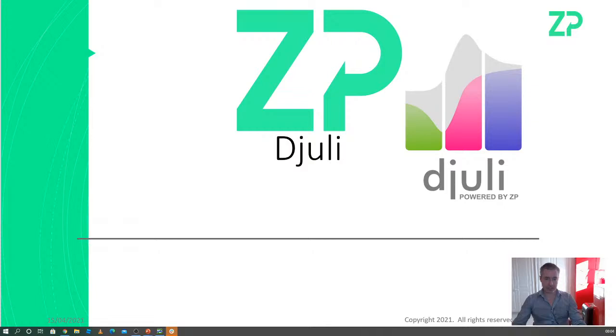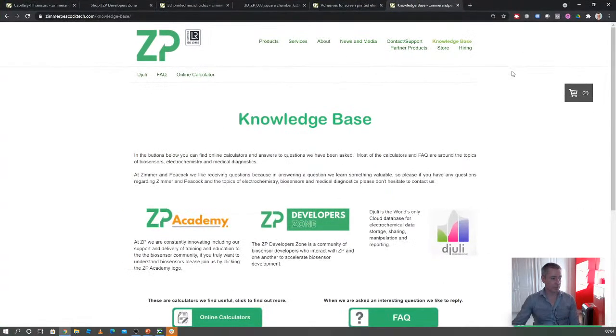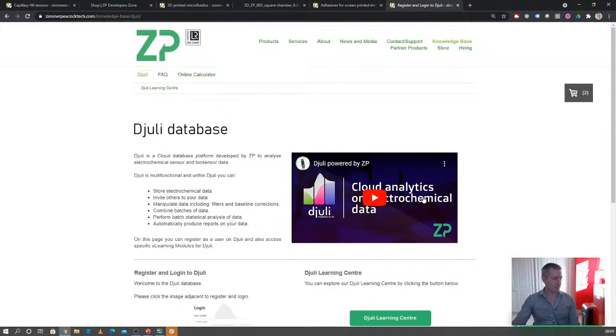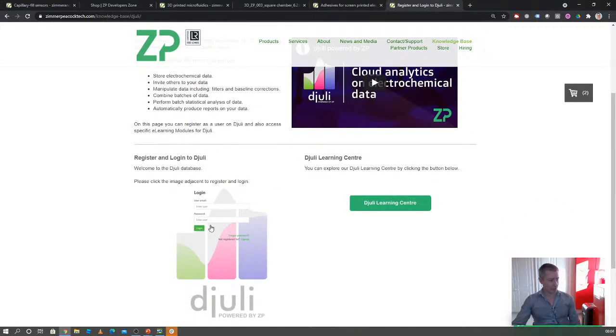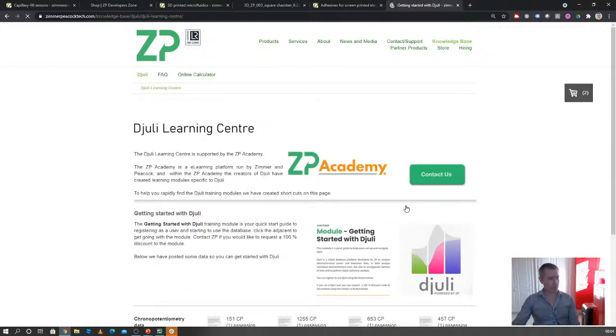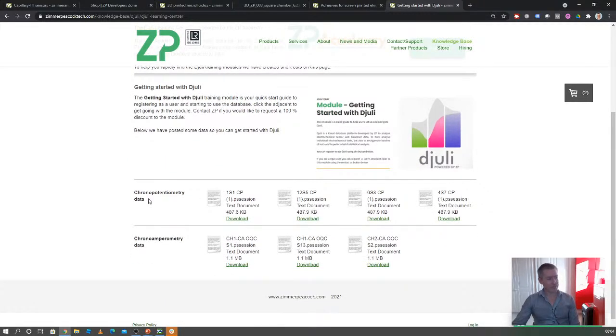Let me change to the browser. A good place to start with Djuli is to go to the knowledge base part of our website. There you can either log into Djuli, or you can go to the Learning Center. It's probably worth saying that on the Learning Center button we have chronopotentiometry data and chronoamperometry data.